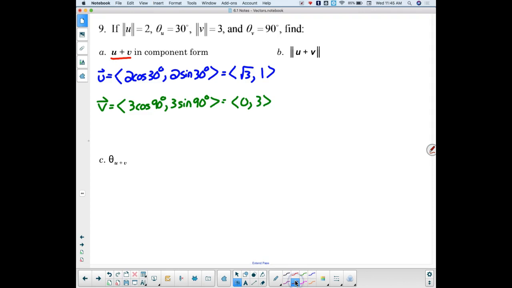Okay. So now I want the vector u plus v in component form. Square root of 3 comma 4, because I add up these two x's, and add up those two y's, right? So that's going to be the square root of 3 comma 4.